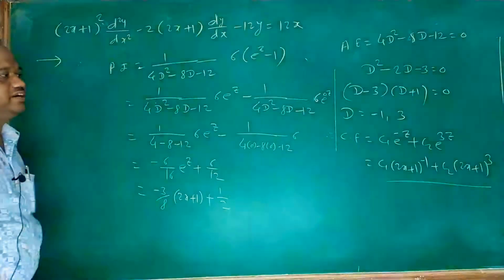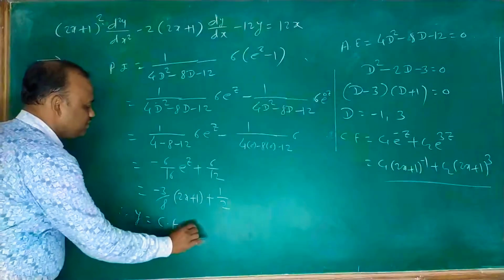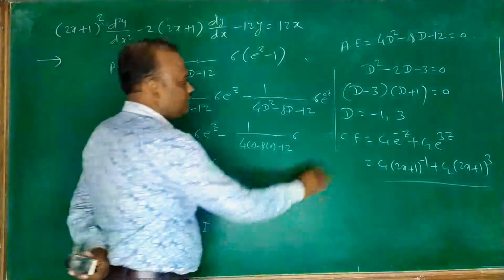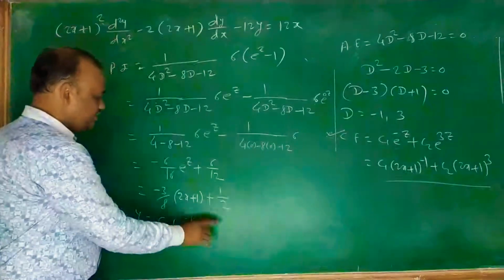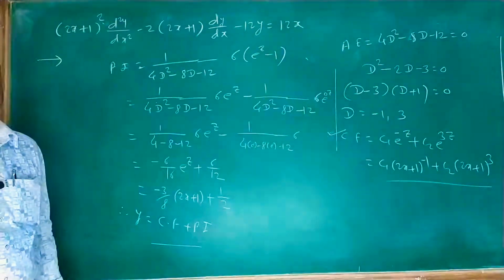So this is the particular integral, and therefore the final answer is y is equal to CF plus PI. So you write this CF here and then write PI. That is the complete solution of the given differential equation.